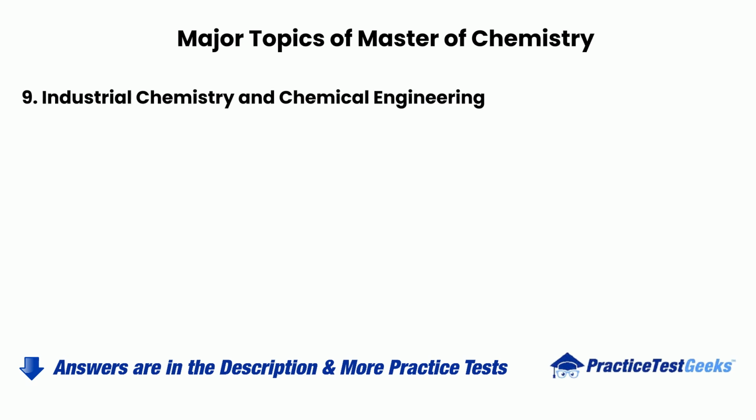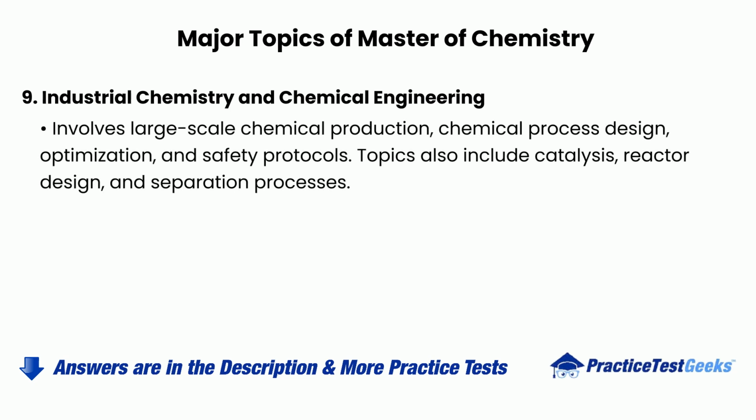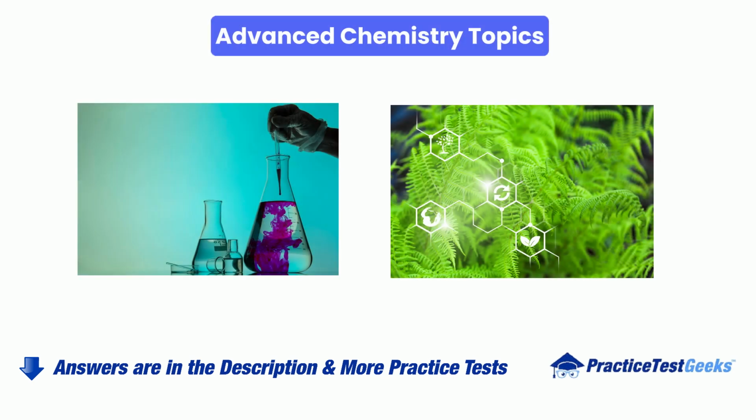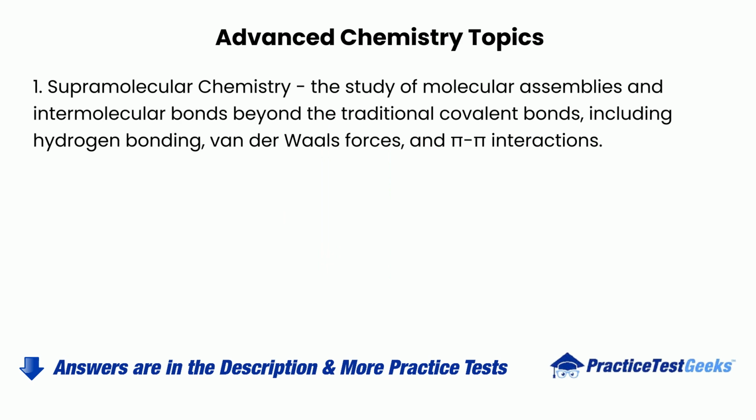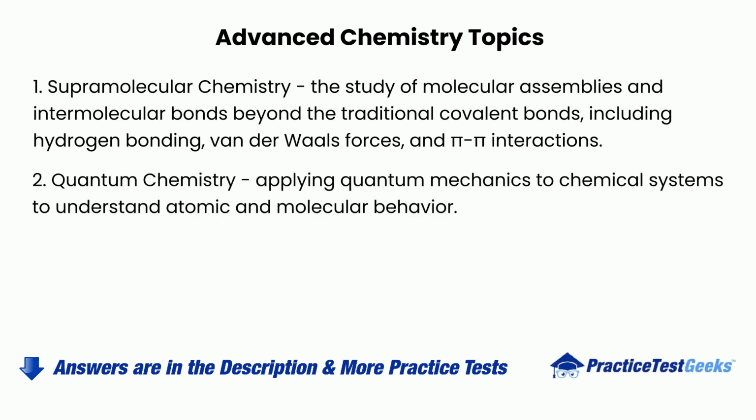9. Industrial chemistry and chemical engineering. Involves large-scale chemical production, chemical process design, optimization, and safety protocols. Topics also include catalysis, reactor design, and separation processes. Advanced chemistry topics. 1. Supramolecular chemistry. The study of molecular assemblies and intermolecular bonds beyond the traditional covalent bonds, including hydrogen bonding, van der Waals forces, and pi-pi interactions.